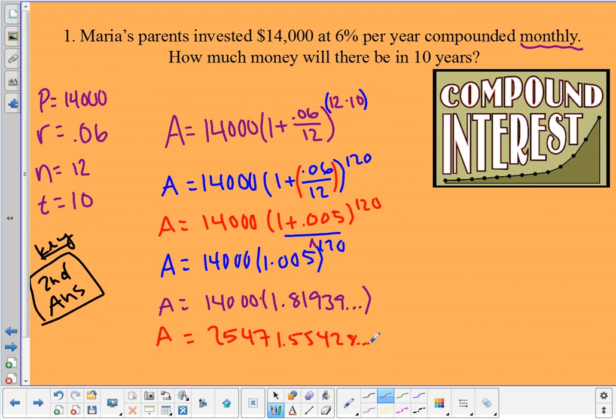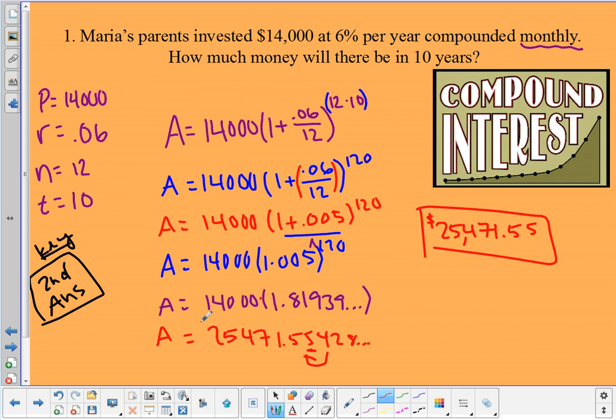225,471.55428. And this is money, so I'm going to round it to the nearest hundredths place. That means I look at the 4 to decide that one. So this is $25,471.55. Okay.